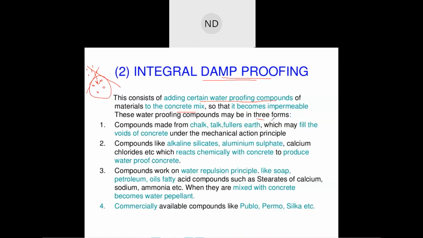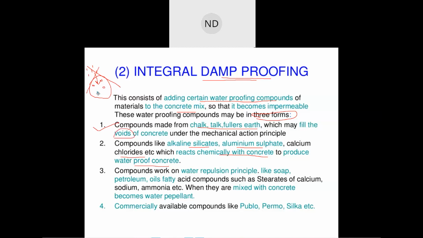This internal damp proofing can be of three forms. The first is compounds made from chalk, talc, fuller's earth, which fill the voids of concrete under the mechanical action principle. Then we have compounds like alkaline silicates, aluminium sulfate, calcium chlorides, etc., which react chemically with concrete to produce waterproofing cores. In this first form, where compounds of chalk, talc, fuller's earth, etc. are mixed, what are they doing? They are filling the voids.